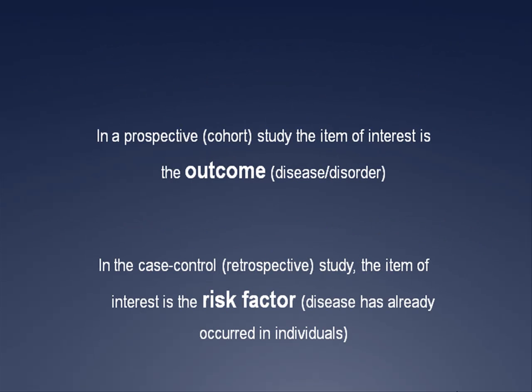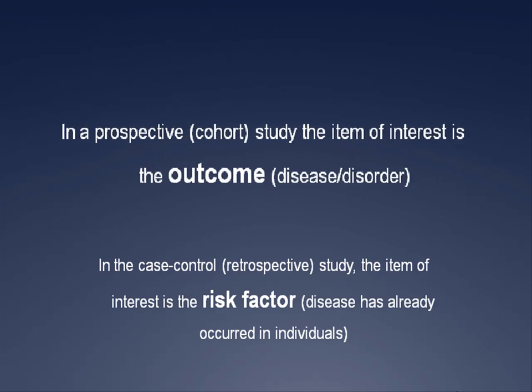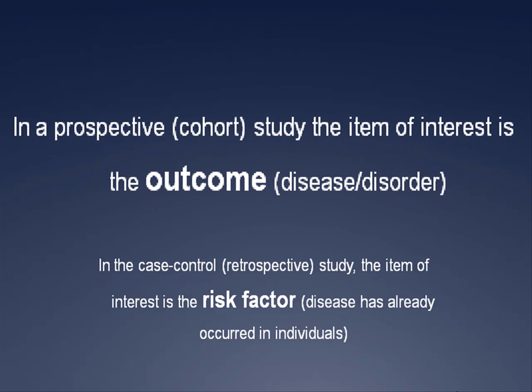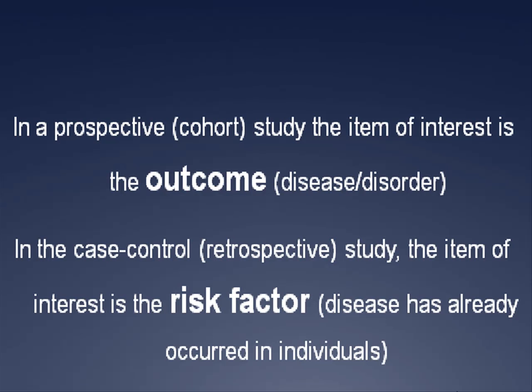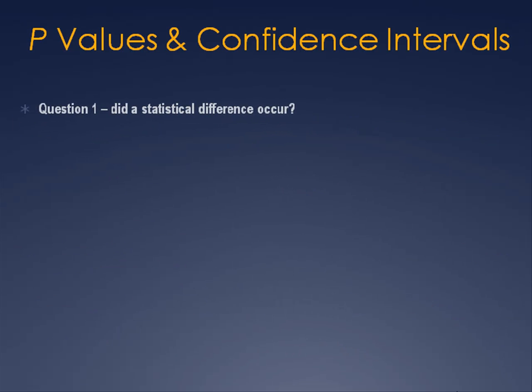There's a very important difference between these two approaches. In the prospective cohort study, the item of interest is the outcome. Who exposed to the risk factor develops the outcome, versus the case control retrospective study where the item of interest is the risk factor, because we already know which individuals have the disease. Look at the study's stated p-value and/or confidence intervals.